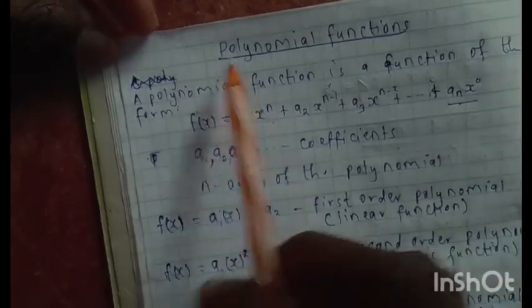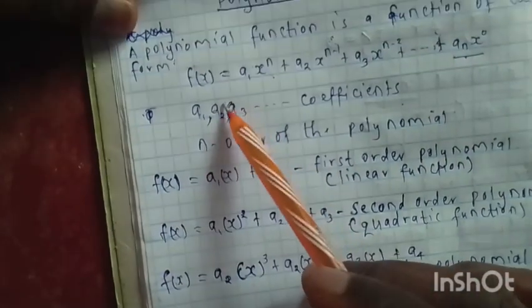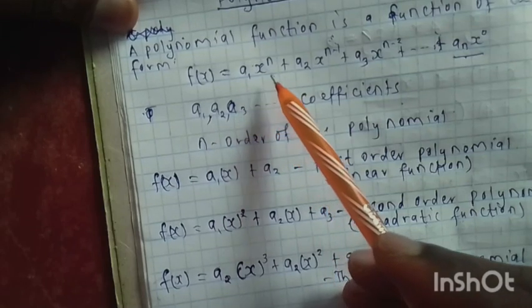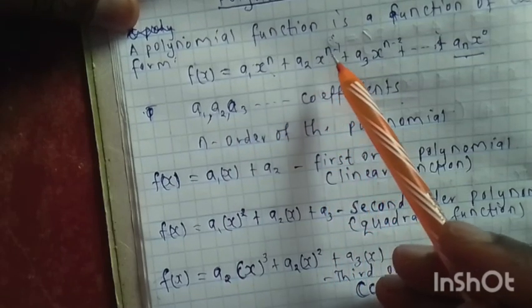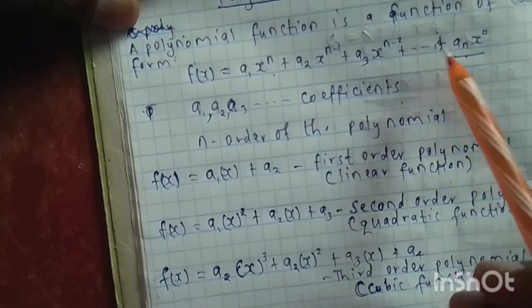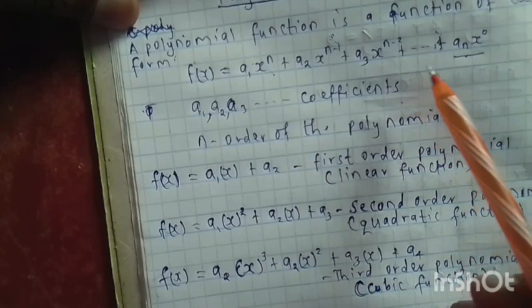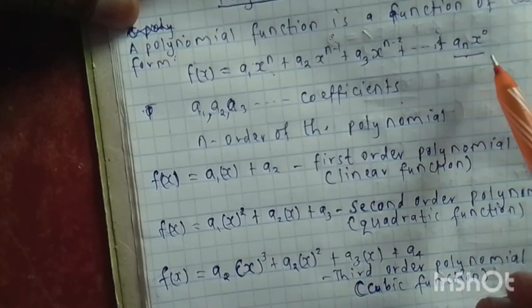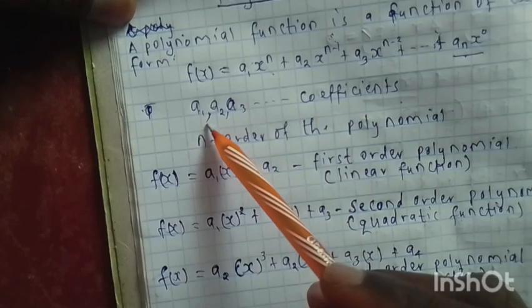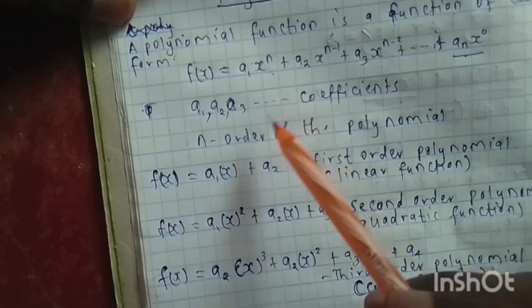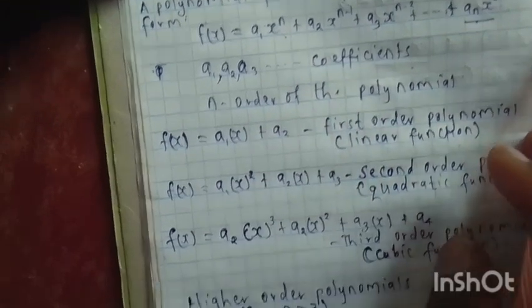Welcome. We want to look at polynomial functions. A polynomial function is a function defined by f(x) equals a1 x^n plus a2 x^(n-1) plus a3 x^(n-2) up to an x^0. We know very well that x^0 is 1, so this last term is usually a constant. Here the a's are our coefficients and n is the order of the polynomial.